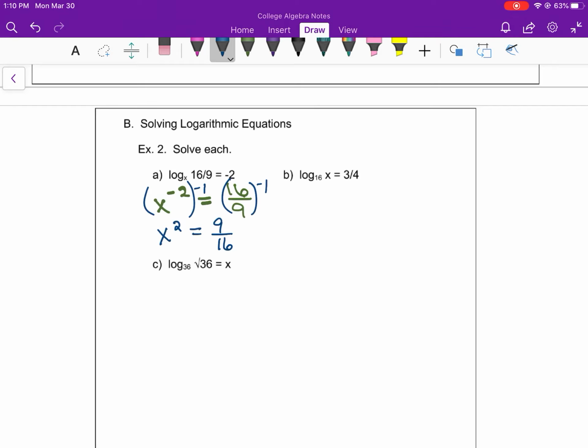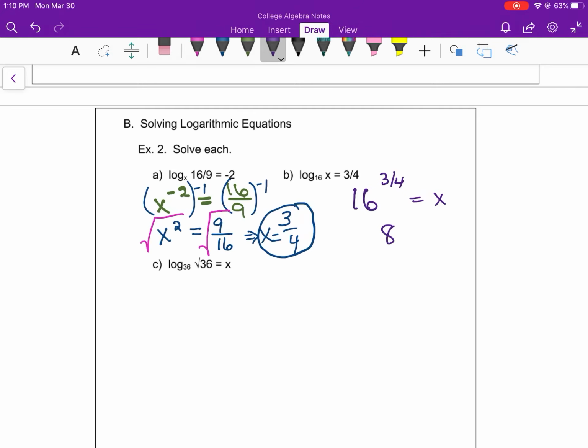That's one technique that I can use when I have an equation. When I do that, that flips the right-hand side over as well. To finish this problem, I would take the square root. And you're dealing with principal square roots, so the answer here is going to be the positive root 3/4. For the next one, I'll have 16 to the 3/4 power equals x. You guys can type that right into your calculator, and that's going to be 8.